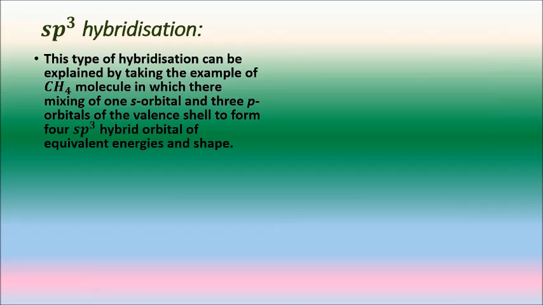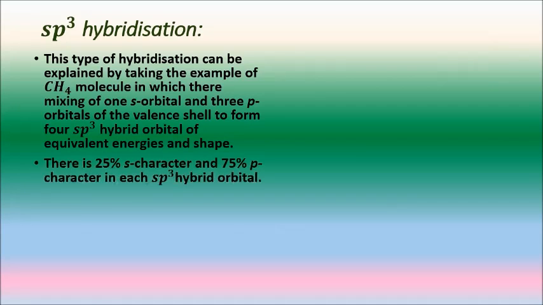By the name itself we can understand which orbitals are involved in the hybridization. One s orbital and three p orbitals, giving how many sp3 hybrid orbitals? Four sp3 hybrid orbitals. This can be explained by the methane molecule, where the mixing is between the 1s and 3p orbitals to give hybrid orbitals of equivalent energy and shape.